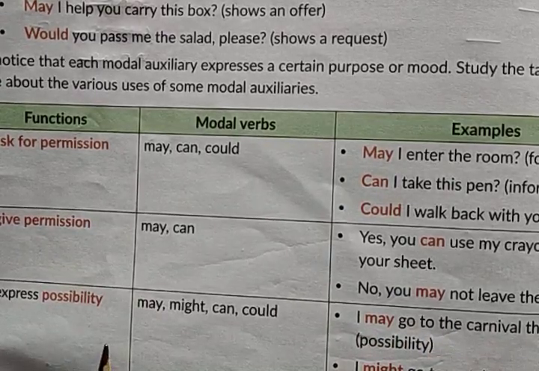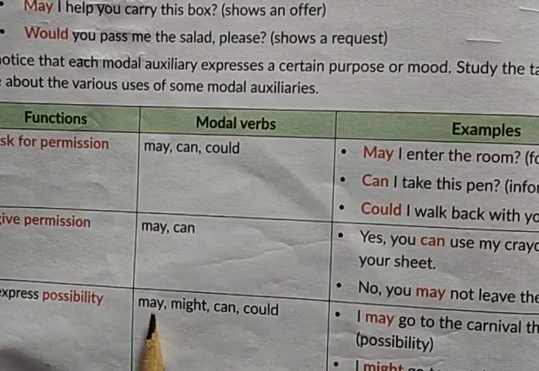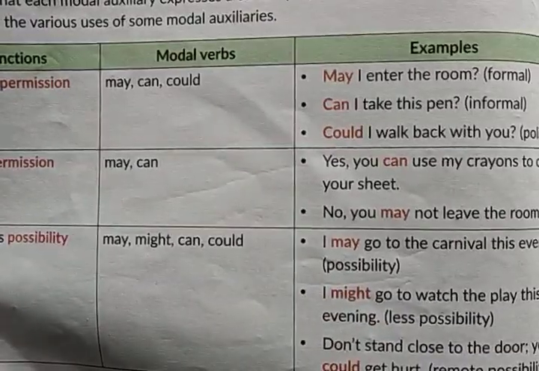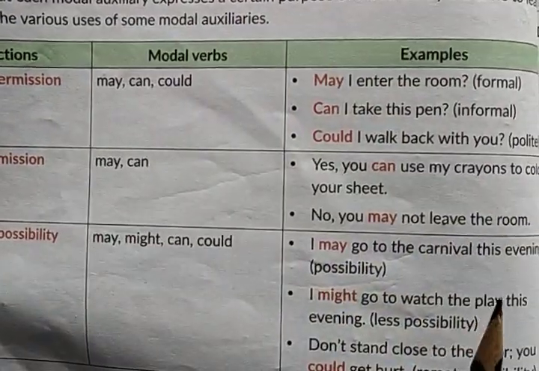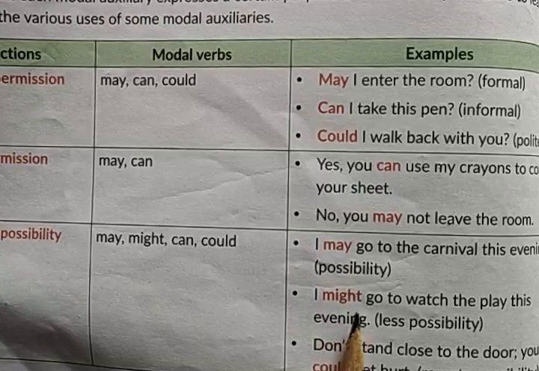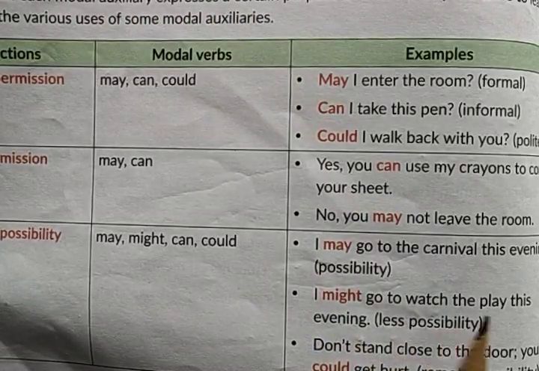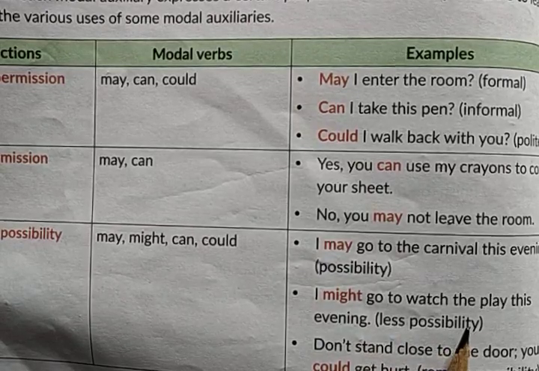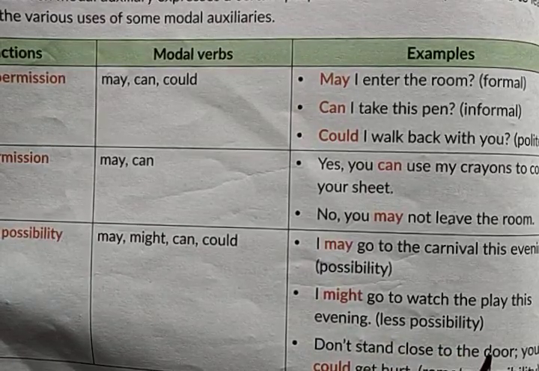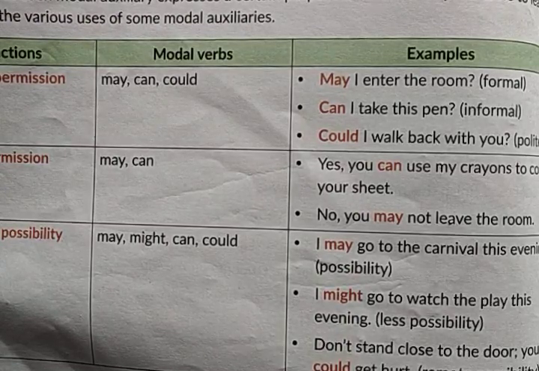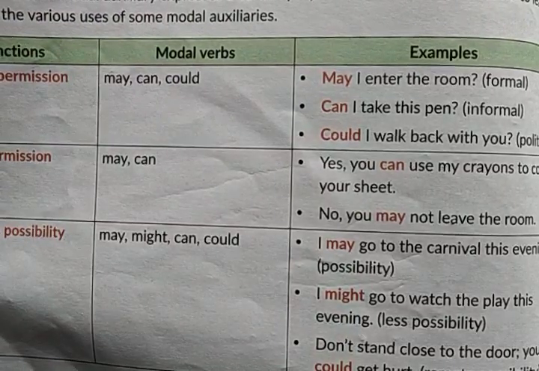To express possibility, you can use may, might, can, and could. I may go to the carnival this evening. So this is the possibility. I might go to watch the play this evening. Less possibility. Don't stand close to the door. You could get hurt. Remote possibility.